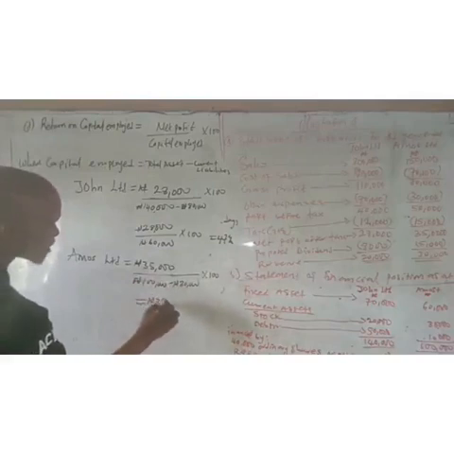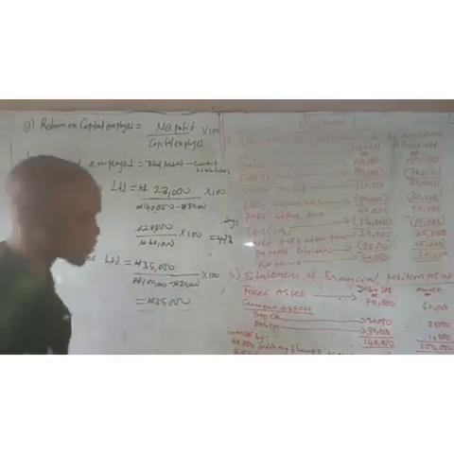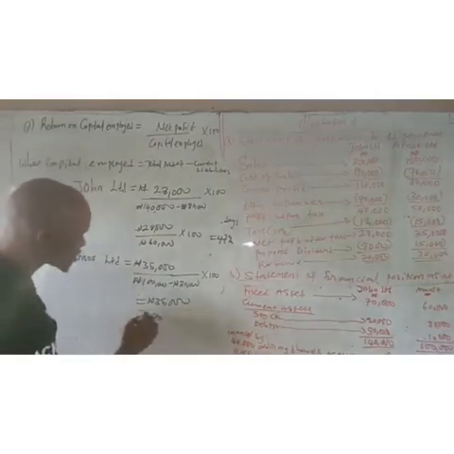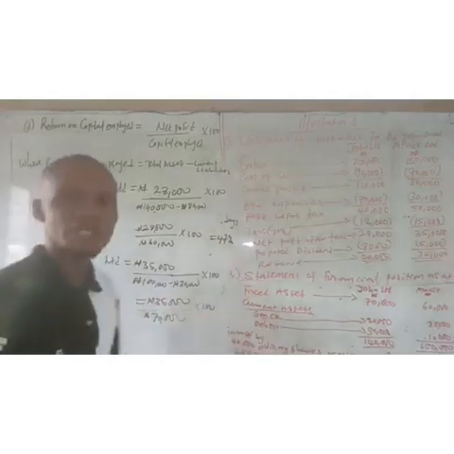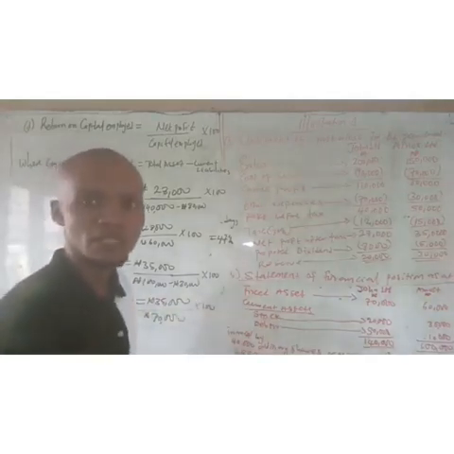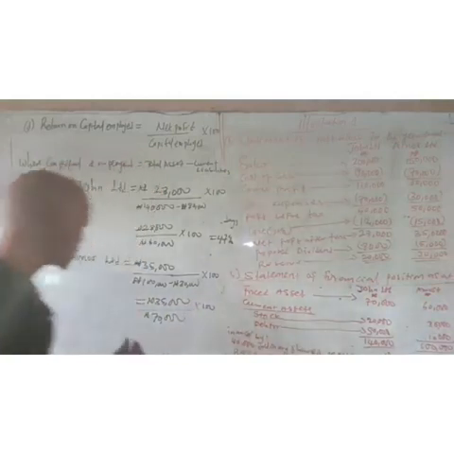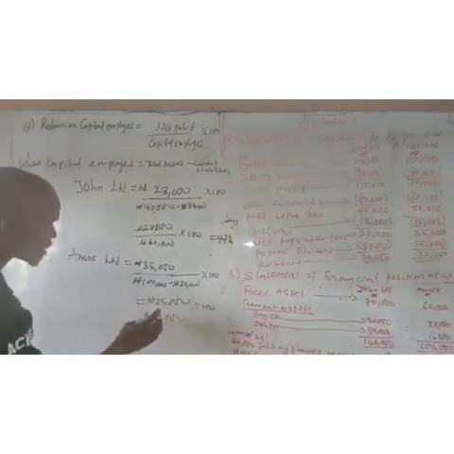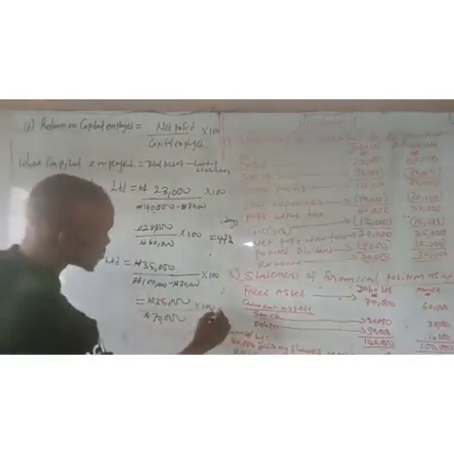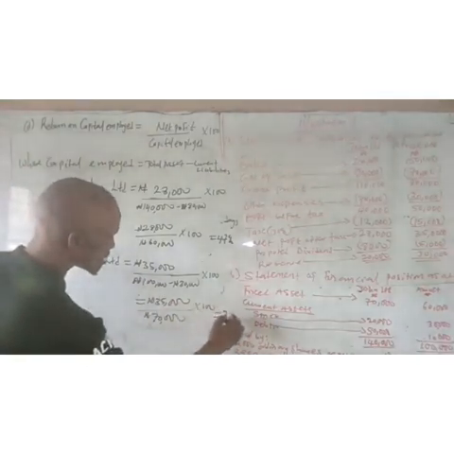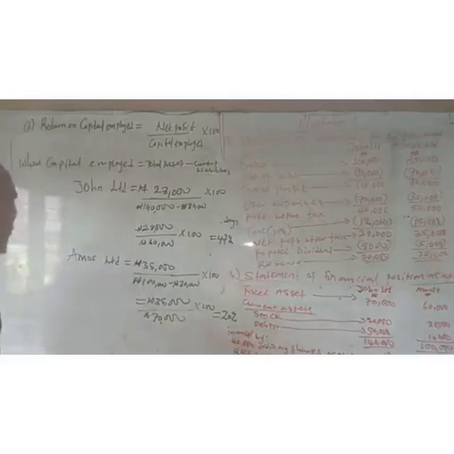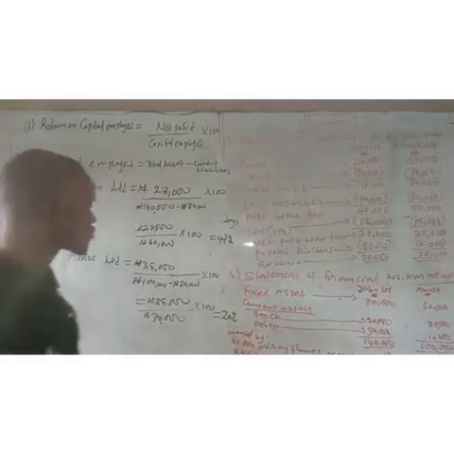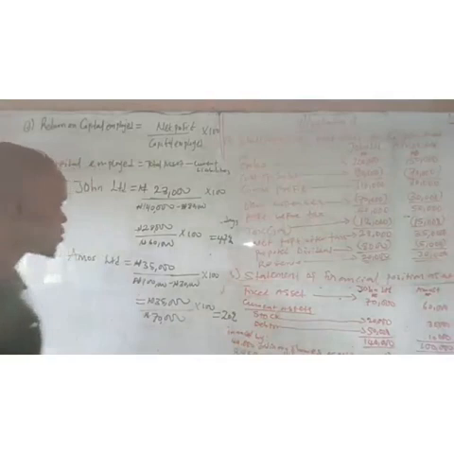Bring your 35,000 down, divided by 100,000 minus 30,000, we have 70,000 multiplied by 100. Therefore, 35,000 divided by 70,000 times 100 gives us 20%, because how many times can 35 go into 70? It is 2. 2 times 100, which will give us what?